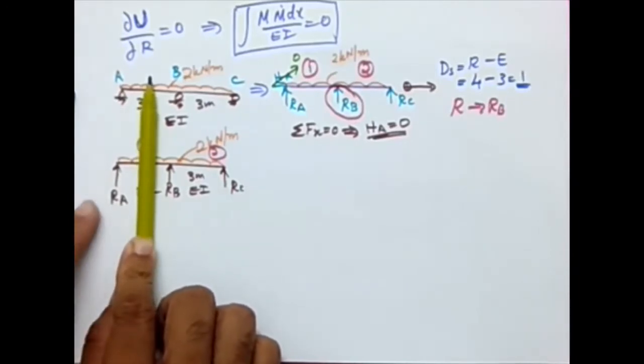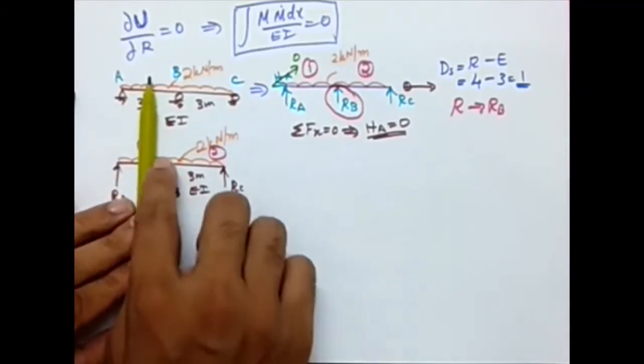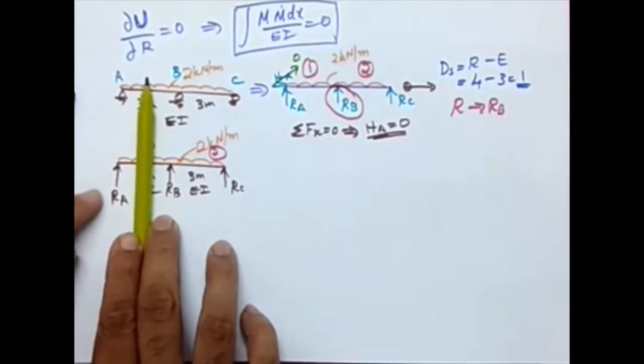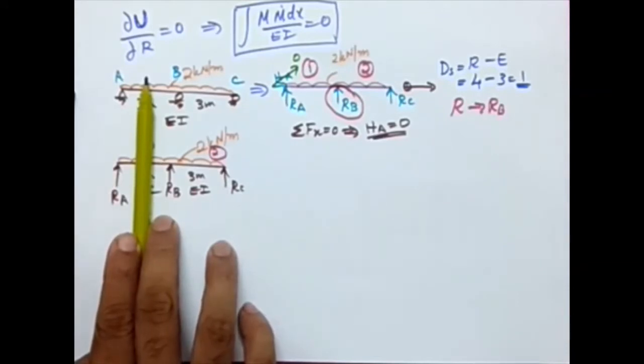If I'm looking to the left, there is one force and one UDL. On the right side, one long UDL and two forces. So it's always preferable to look to the left side. When I write the expression for M looking to the left side, I'm going to have RA in that equation, reaction RA.